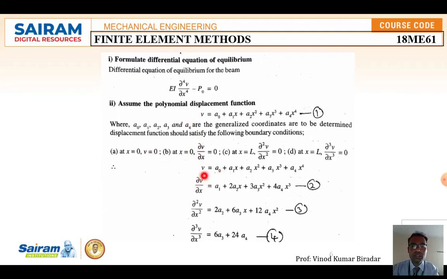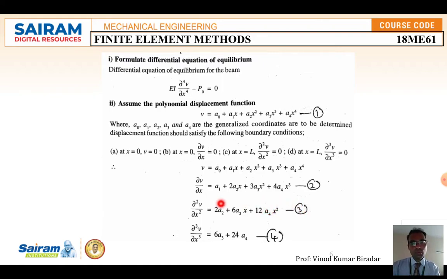Differentiate with respect to x, dou v by dou x. This a0 is a constant value. The derivative of a1x is a1, plus 2a2x plus 3a3x square plus 4a4x cube. Again differentiate with respect to x from the second equation: dou square v by dou x square, which is equal to, this constant term gives 0. So 2a2 plus 3 into 2 is 6a3x plus 12a4x square. This is equation number 3.